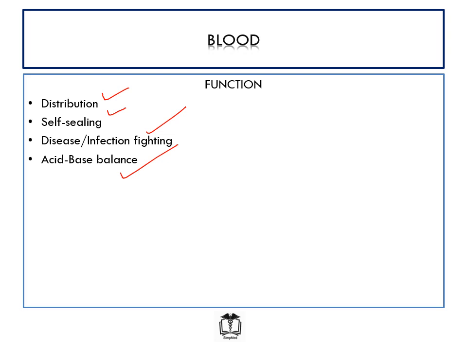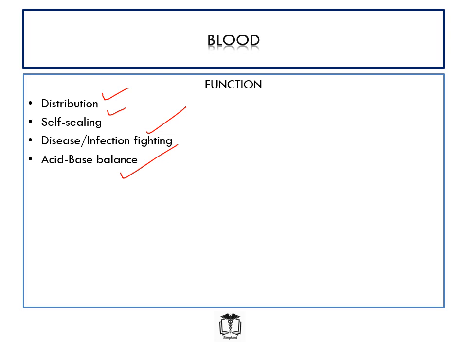So, for example, in terms of distribution, the blood is involved in distribution of nutrients to the various organs of the body, waste to sites of excretion, hormones to various target sites, gases like oxygen and CO2 to the sites where they are needed or where they are excreted, and then drugs, depending on what particular drugs we are using. Then the function of self-sealing is just a fancy way of saying the blood is also involved in the process of hemostasis or clotting. We'll talk about that extensively in a separate module.